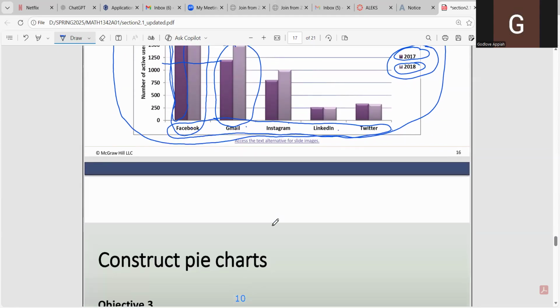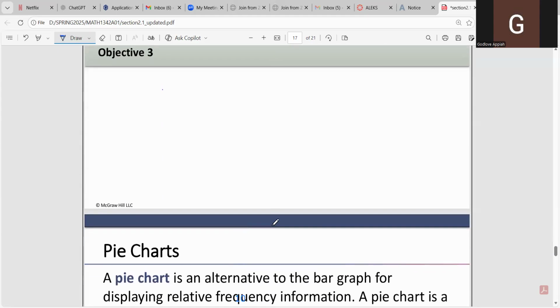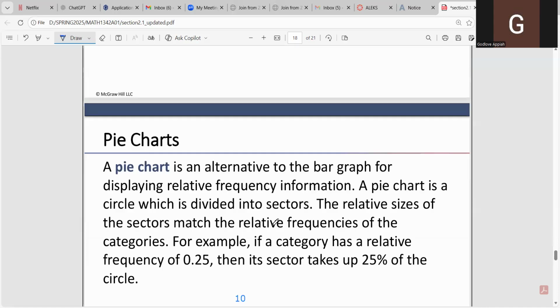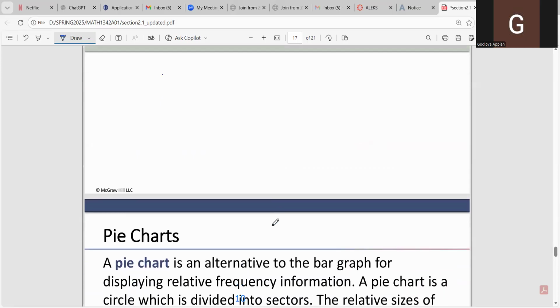All right, now let's talk about pie charts. A pie chart is also a very good tool that we can use to organize and describe qualitative data sets. What do we mean by a pie chart? A pie chart is just an alternative to the bar graph for displaying relative frequency information. It simply represents a relative frequency distribution. Mostly it is used to represent a relative frequency distribution. It's a graphical representation of a relative frequency distribution.